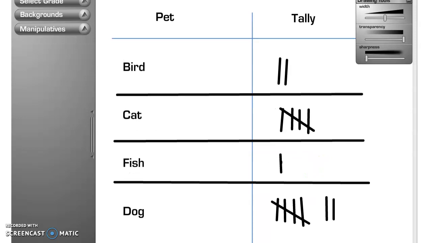Next, I'm going to look at our next frequency table, which is favorite pet. I see that we have a bird, cat, fish, and dog. We have tally marks that are 2, 5, 1, and 7. On your Post-it, I want you to tell me which one has the most and which one has the least, with the numbers attached. Make sure to turn this in.